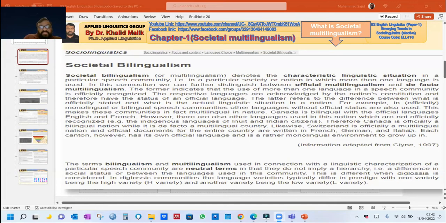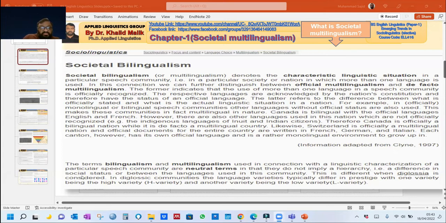Likewise, Switzerland is officially a multilingual nation, and official documents for the entire country are written in French, German, and Italian. Each canton, however, has its own official language and is a rather monolingual environment to grow up in. This information is adapted from Klein, who wrote it in 1997. The terms bilingualism and multilingualism, used in connection with the linguistic characterization of a particular speech community, are neutral terms in that they do not imply hierarchy. A hierarchy is like from your grandfather, your father, you, your son, your grandson.